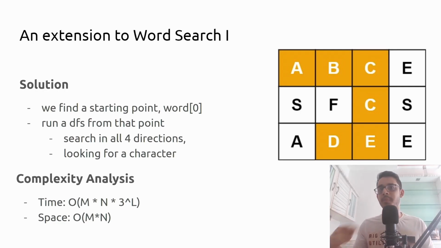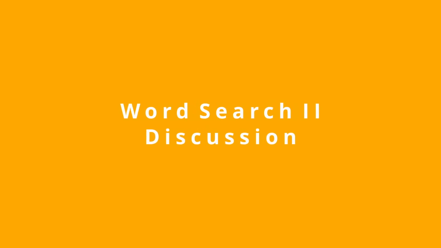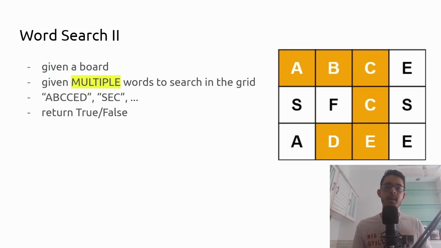So now we can start to build upon word search 2. The first thing we note is that you're given the same board. Let's say we're given the same board. And instead of one word, we're given multiple words that we have to search inside of this grid. So let's say the word was ABCCED, and now we have to search a couple of more words like SEC and so on and so forth. For each of those words, now we want to return this true or false signal. And at the end, we want to return this giant list of all of the words that we were able to find inside of this grid.